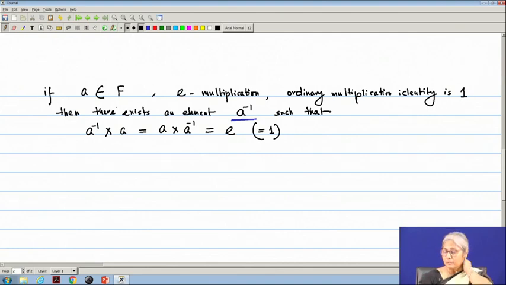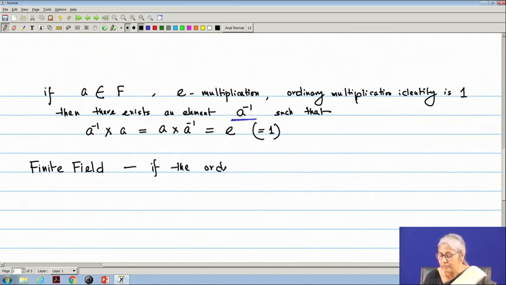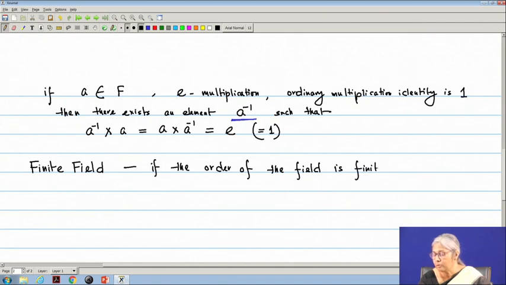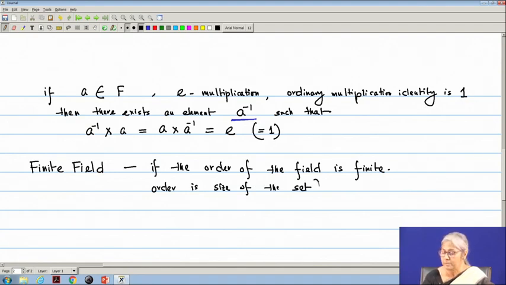Now, if we remember, it is a finite field if the order of the field is finite, that means the number of elements in the set is finite. And order means, we know, the size of the set, that is, the number of elements in the set.